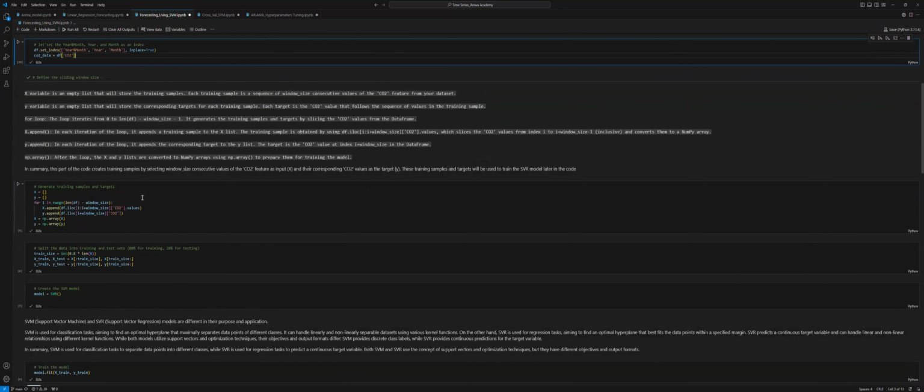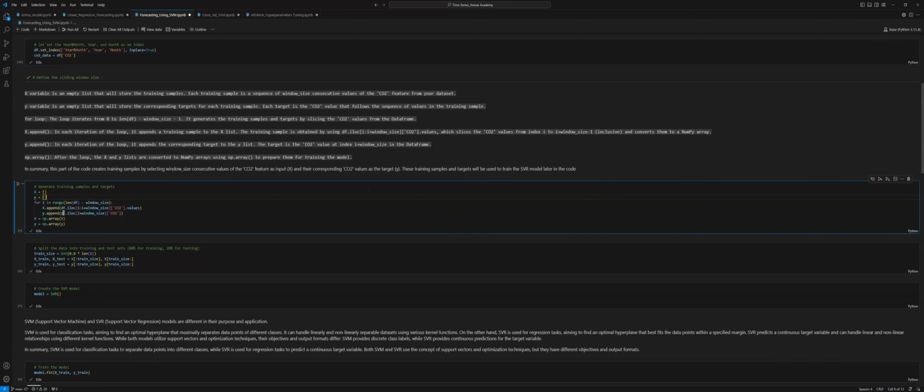So now let us generate training samples and targets. As I have mentioned, we are now using X and Y. X stands for the features, as we do in machine learning, or the train set, and Y for the targets, which is the test set. In this case, we are dealing with only one column.